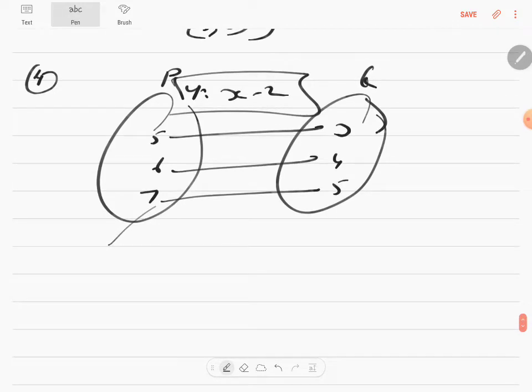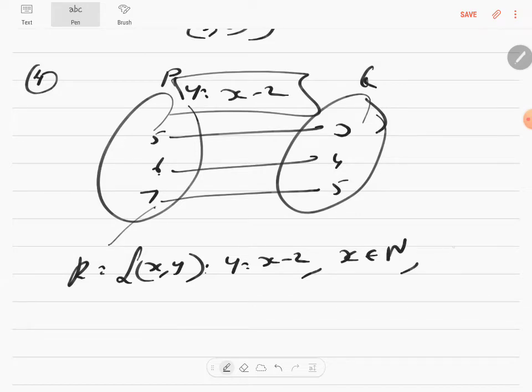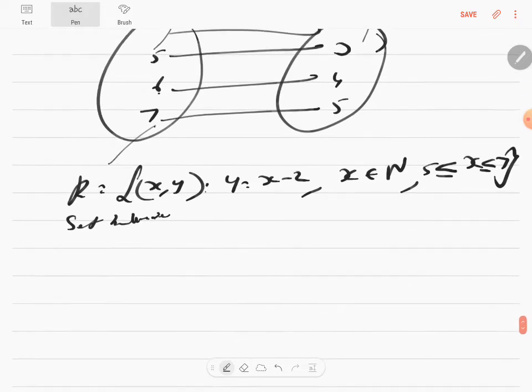So thus you are writing in set builder form. How to write in set builder form? Writing like this, relation R is equal to x, y, where y is equal to x minus 2, correct? Comma, what is the value? x can lie between 5, 6 and 7. So x is an element of natural numbers, where it's lying between 5 and 7, which is 5, 6 and 7. Writing like this is what is called set builder form. Are you clear? Yes, ma'am.